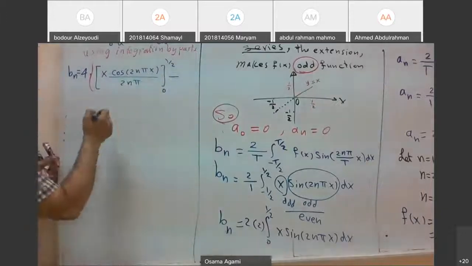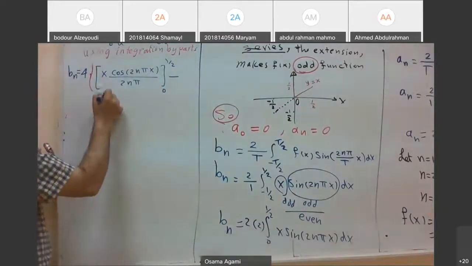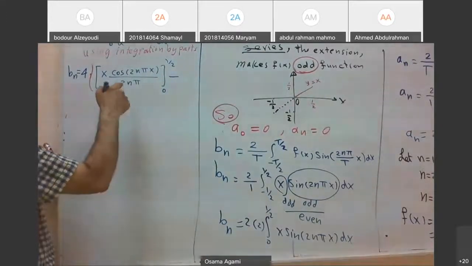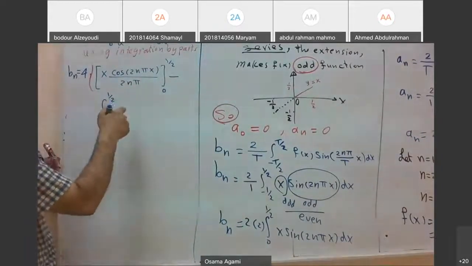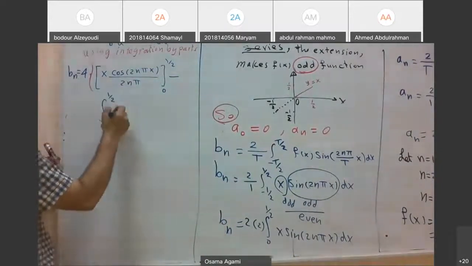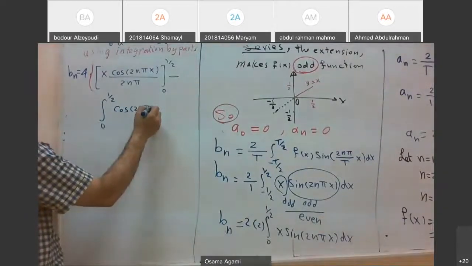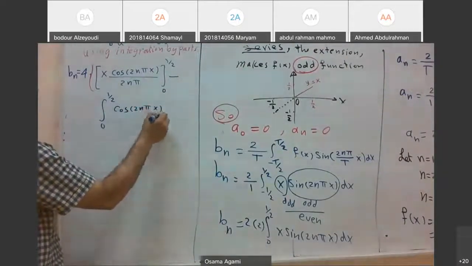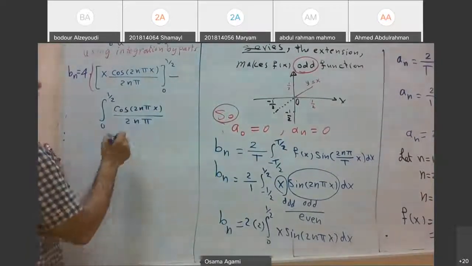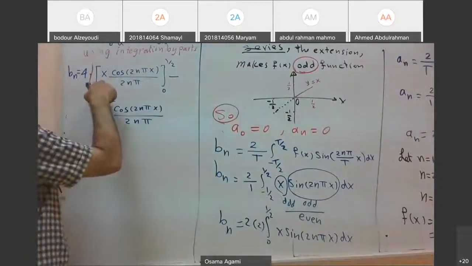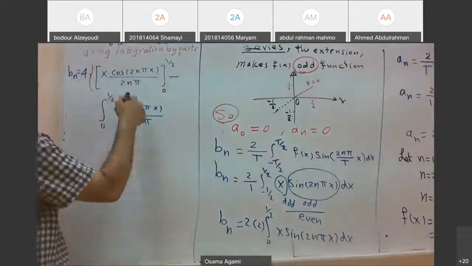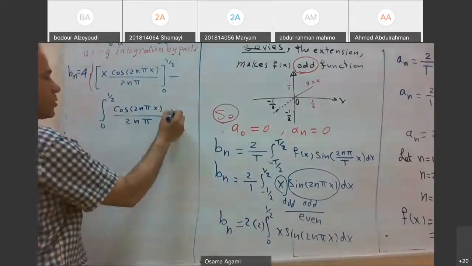Minus the integration from 0 to half of v du. What is v? This is my v: cosine 2n pi x over 2n pi, times du. The derivative of x is 1, so it is only dx.